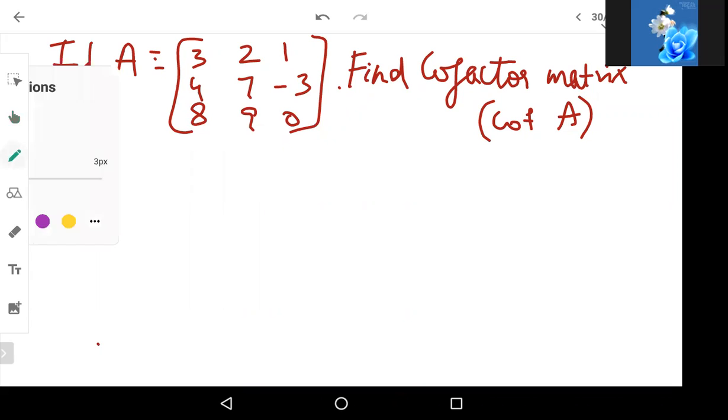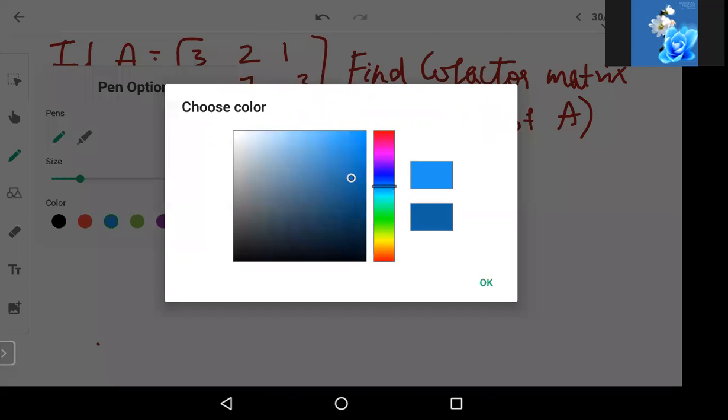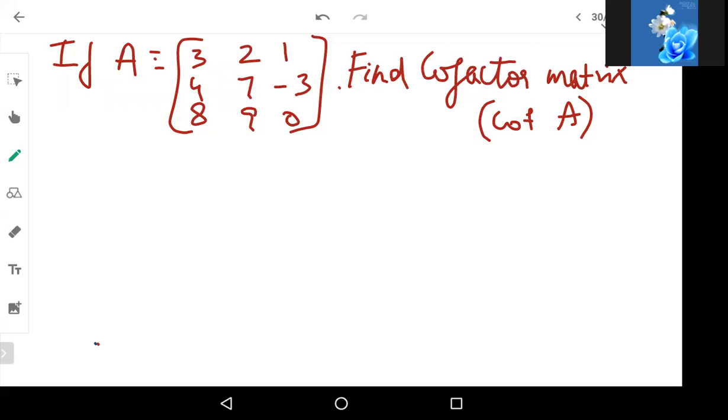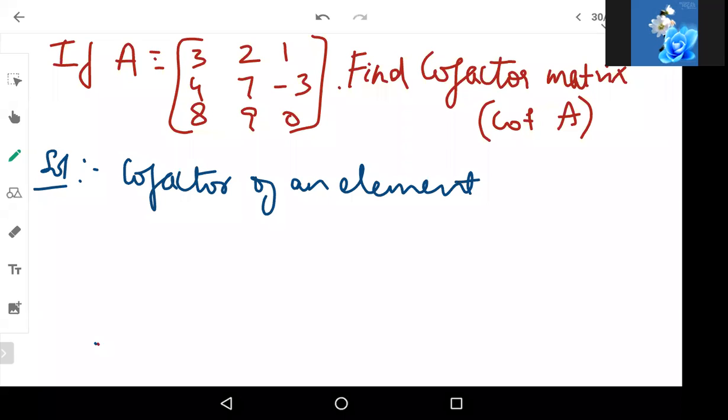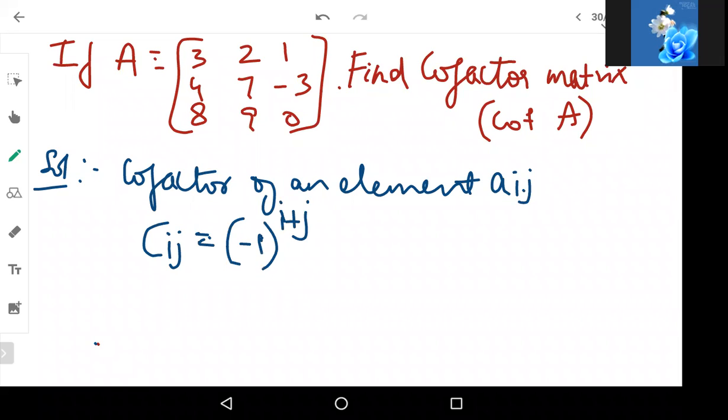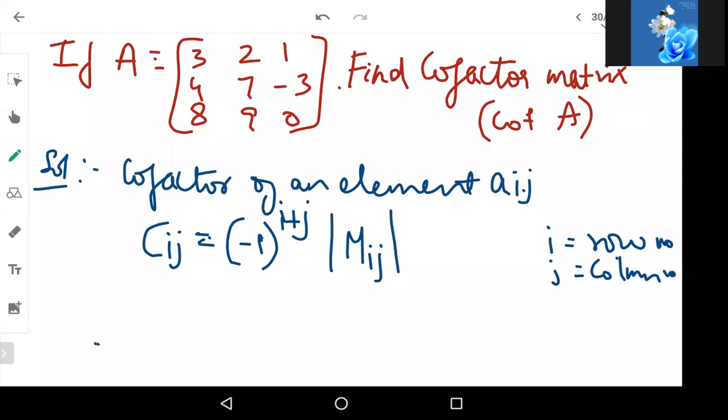Okay, so let us start. The first thing you are supposed to do here is write down the formula. Now what is that formula? Solution: the cofactor of an element Aij is Cij. This is the formula: Cij is equal to -1 to the power i plus j, multiplied with the minor Mij. Here i is the row number, j is the column number.